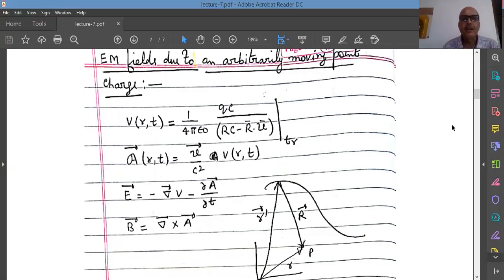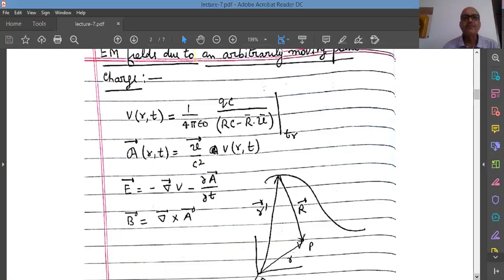and similarly B can be written as curl of A. So we will make use of these formulas to find the value of E and B, or rather we will use the values of V and A of the Lienard-Wiechert potential and substitute them in the formulas for E and B. One thing we have to remember always is that we have to evaluate the terms appearing in both potentials at the retarded time, that is equal to t_R.